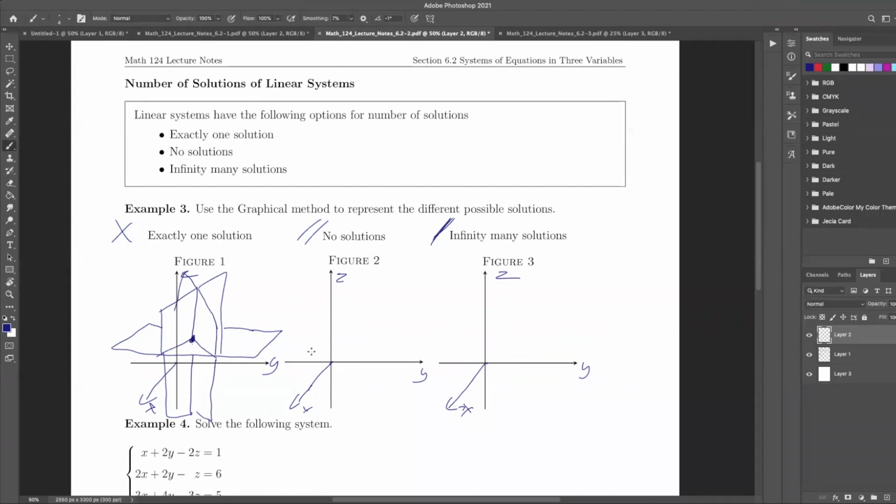Another thing that could happen is I can have a plane right here, kind of in this space. I can have another plane right here in this space, and another plane like here in this space, and they're all just kind of parallel to each other, so I have no solutions.